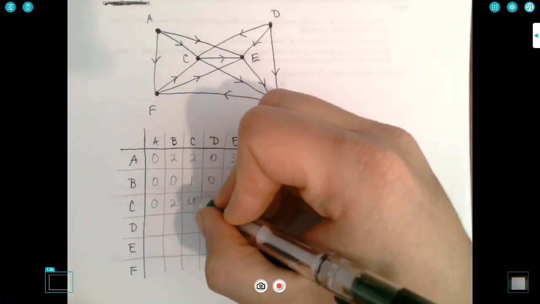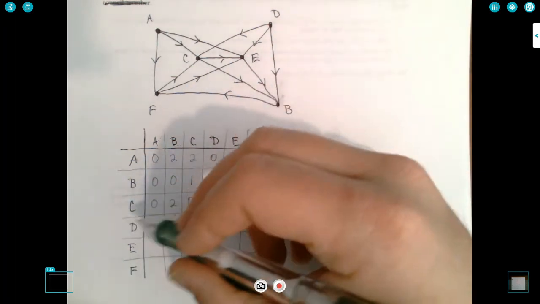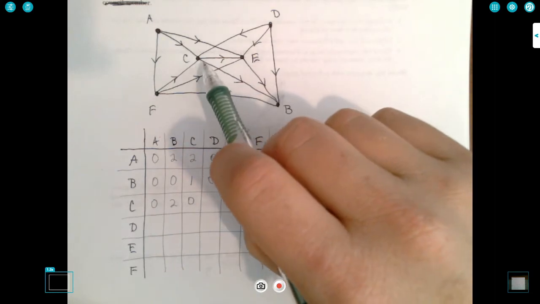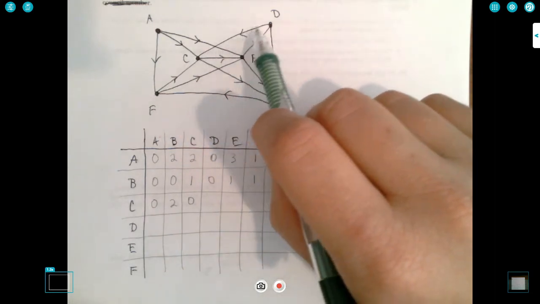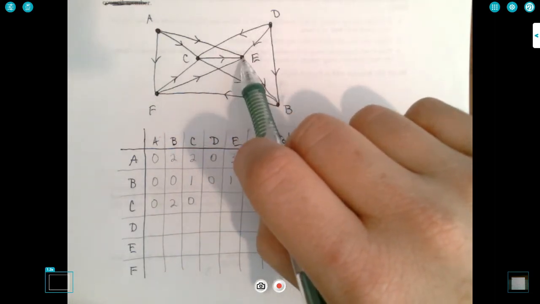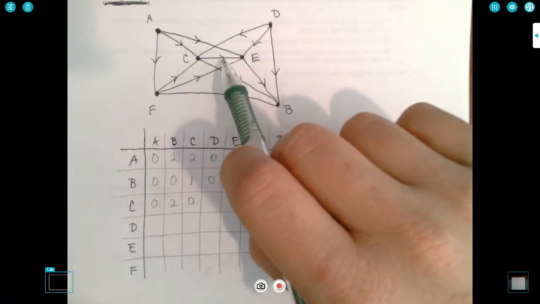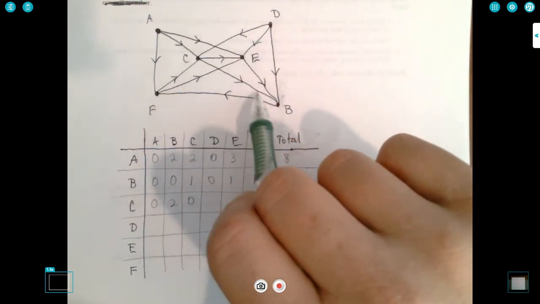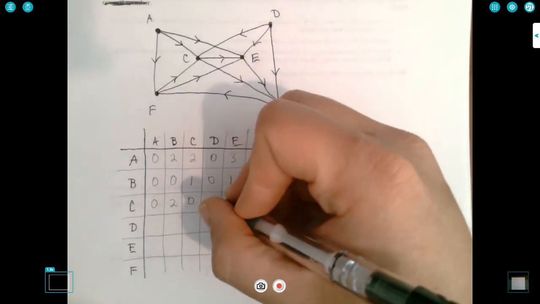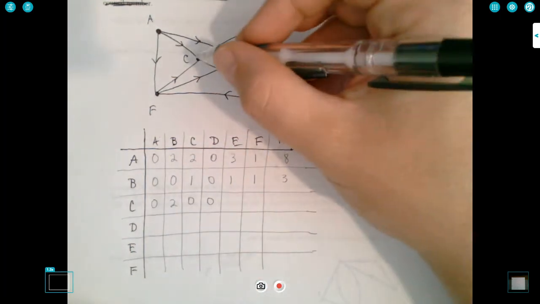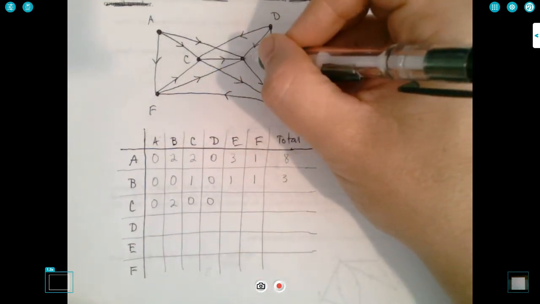Doesn't make sense for C to influence itself, I guess. C to D. C can't get directly to D. It could get to E, but then not directly to D from there. It can get to B, but not to D, so no. Okay. Can C get to E? Yes, it can get there that way.